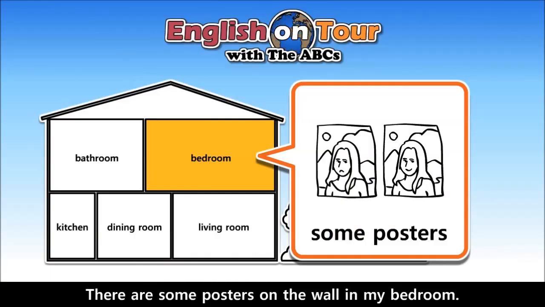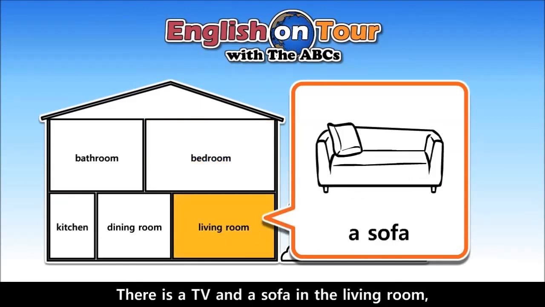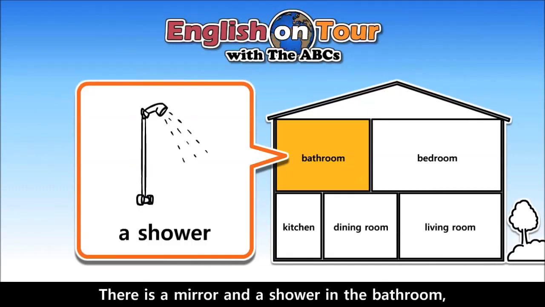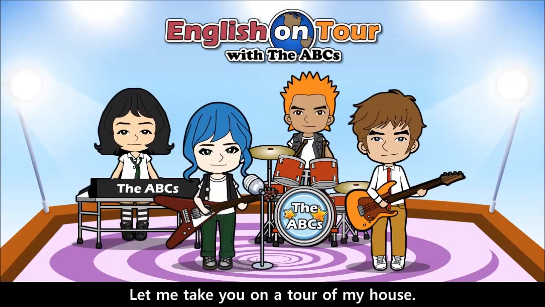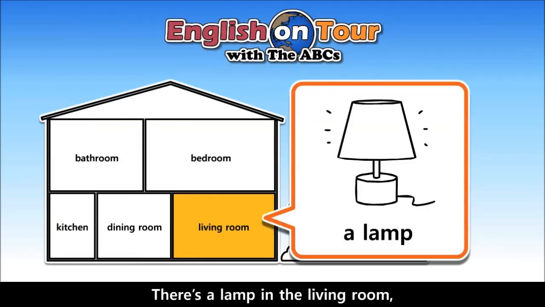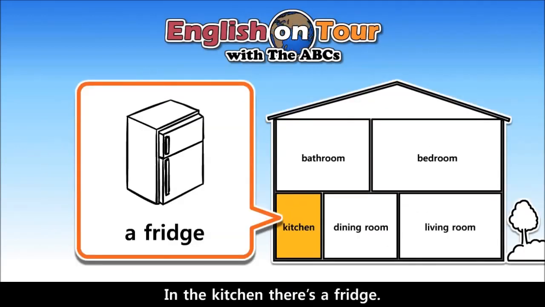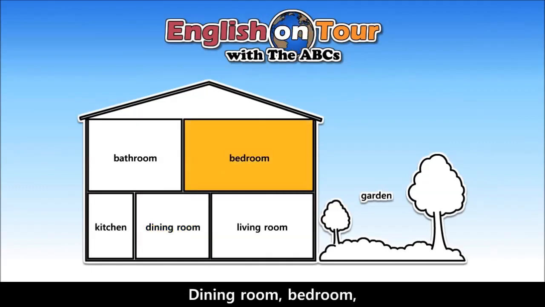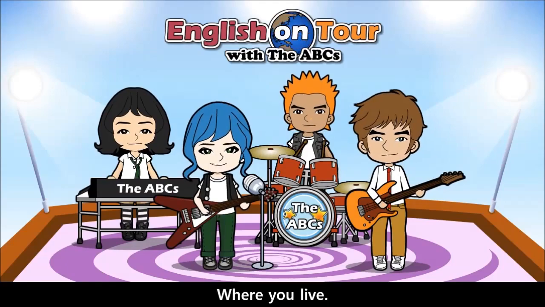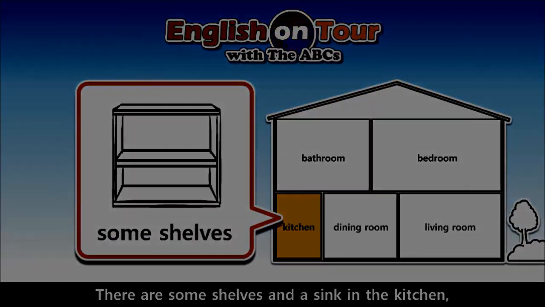There are some posters on the wall in my bedroom. There is a TV and a sofa in the living room. There is a mirror and a shower in the bathroom. Let me take you on a tour of my house. Upstairs, downstairs, outside in the garden, there's a lamp in the living room. In the kitchen, there's a fridge. Dining room, bedroom, a closet in the bathroom. Now tell me about where you live. There are some shelves.